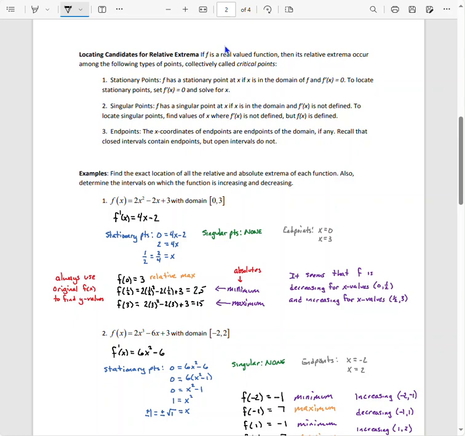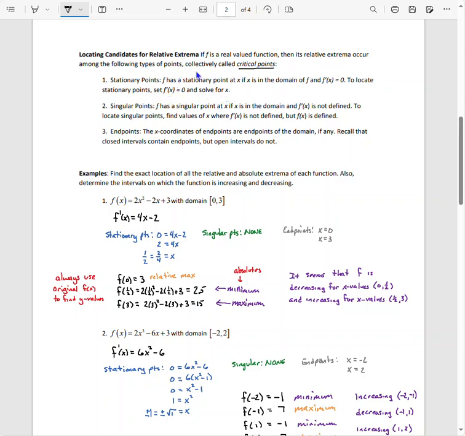If f is a real valued function, then its relative extrema occur among the following types of points, collectively called critical points. Okay, so these are our critical points. We have stationary points. F has a stationary point at x if x is in the domain and the derivative is 0. To find stationary points, we find the derivative, set it equal to 0, and solve.